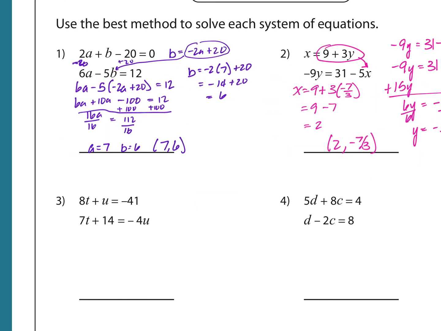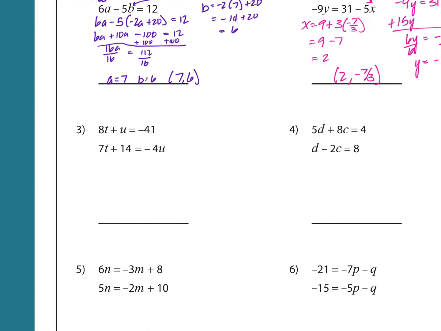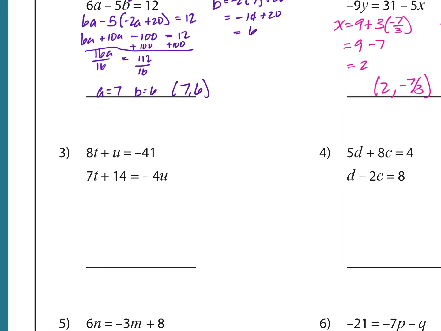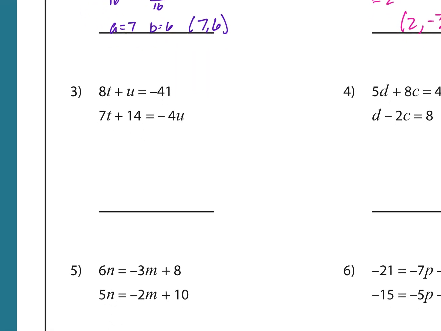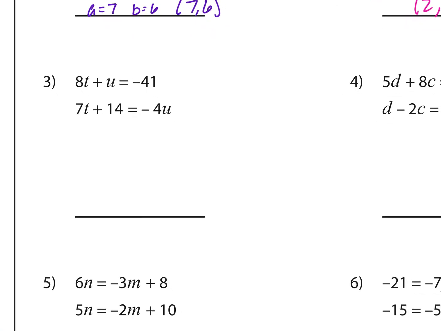Okay, so are we going to get something where we don't do substitution? Yes, we are. Okay, so number 3, I guess we're going to do substitution again because that's going to be the easiest, once again. So I'm going to take the first equation, I'm going to solve for u. Can I solve for u? So I'm going to subtract 8t. So u is going to equal negative 8t minus 41.